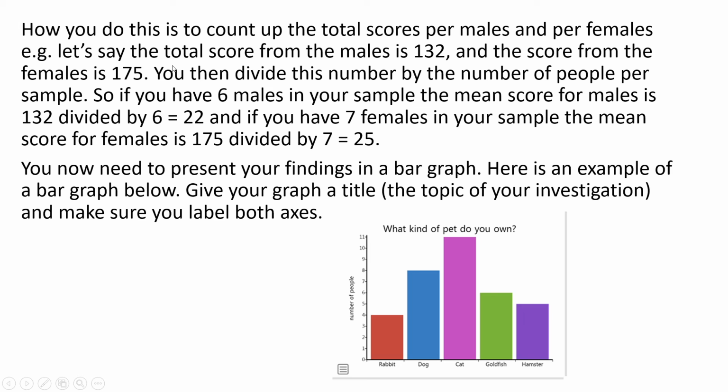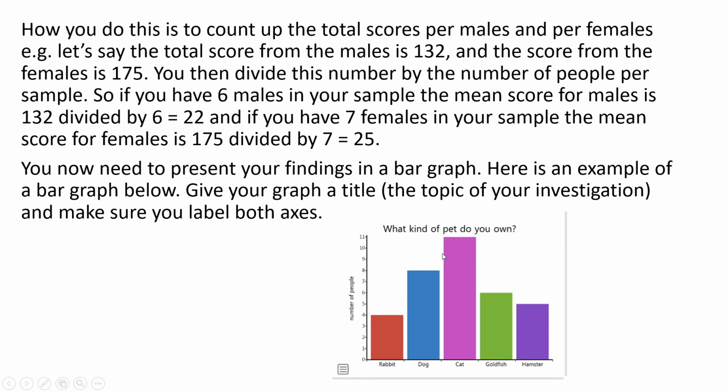So to calculate the mean, as I've said, let's say the total score for the males is 132 and the score from the females is 175, sorry. You then divide this number by the number of people per sample. So if you have 6 males in your sample, the mean score for males is 132 divided by 6, so that's 22. If you have 7 females in your sample, the mean score for females is 175 divided by 7, which equals 25. And you may conclude from this data that females tend to be more obedient than males. But you may have a different result. I don't know. This is the interesting thing about psychology. Difficult to predict. So you present your findings in a bar graph.